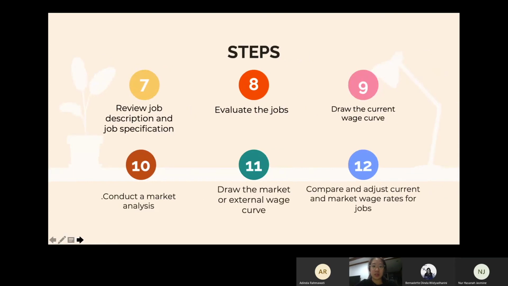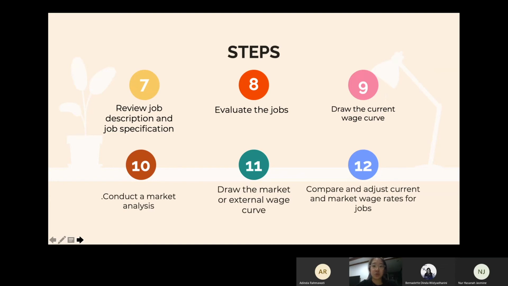Okay. 7 is to review job description and job specification. This is the main part of the job evaluation, which determines which of the jobs contain the selected compensable factors. And next is to evaluate the jobs. We need to determine the degree to which each compensable factor is present in each job. It is possible to determine the job complexity, effort, and degree of level of working conditions, and how many points each benchmark job should contain.